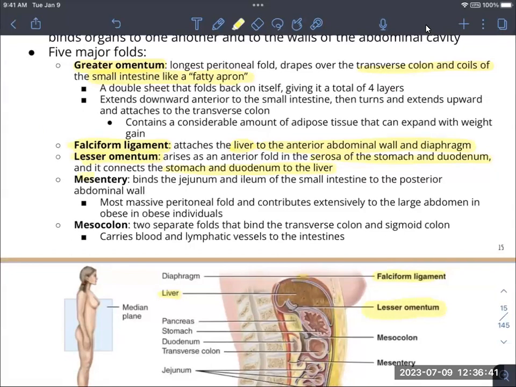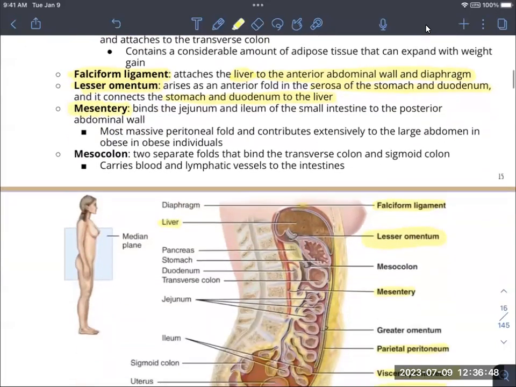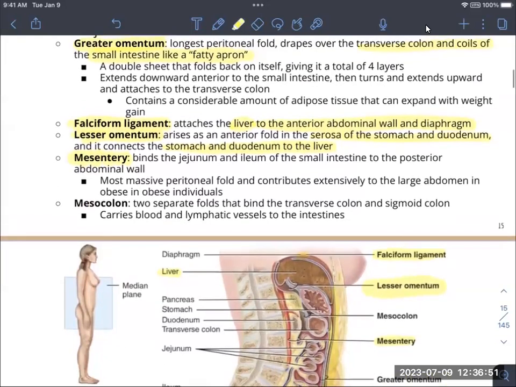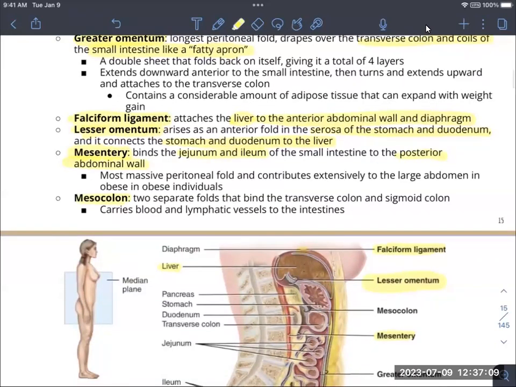The mesentery. This mesentery, as it's labeled through here, helps to hold the jejunum and the ileum to the posterior abdominal wall. So that's the other two parts of the small intestine. And then we have the mesocolon. This mesocolon helps hold the transverse colon and the sigmoid colon. This is where blood and lymphatic vessels are found within the intestines. They're part of that mesocolon.